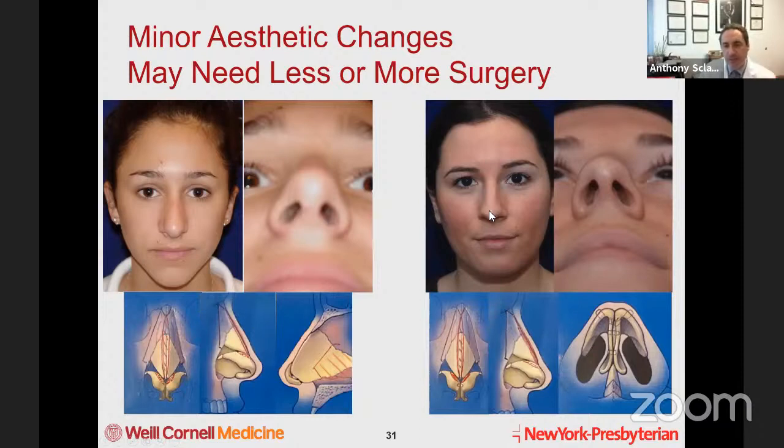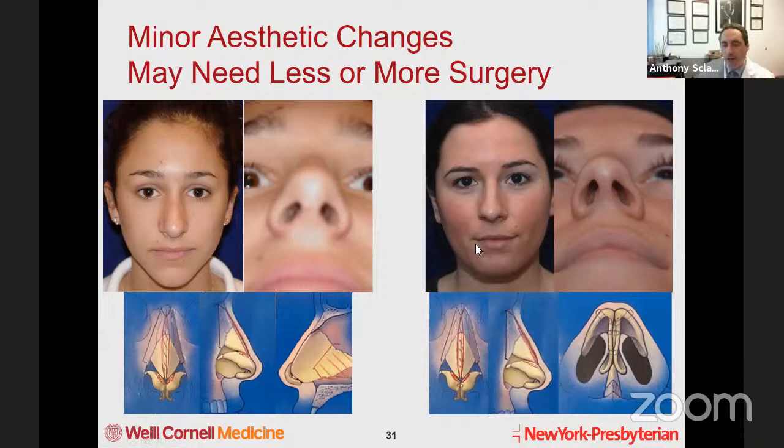This girl actually didn't want much change, but you can see this cartilage, how strong this cartilage is. It's pushing right up against the skin. You can imagine palpating this tip and saying, there's a lot of resiliency here. You can see how hard that is.